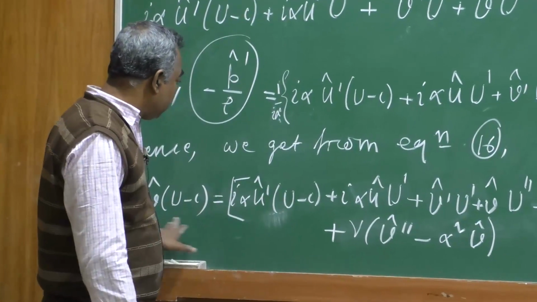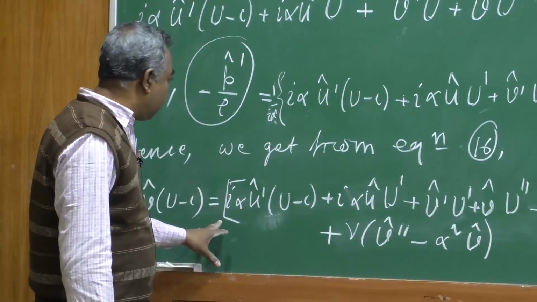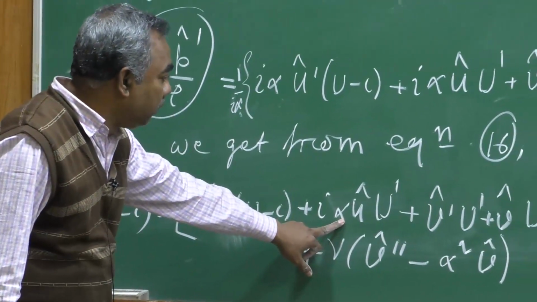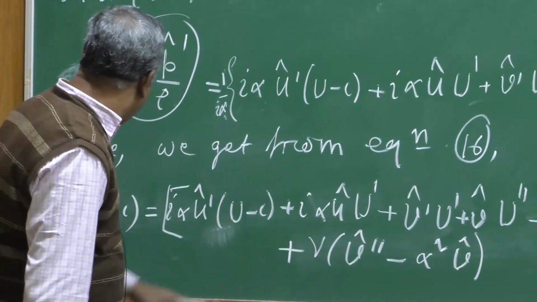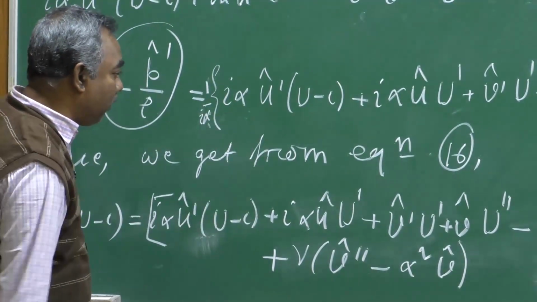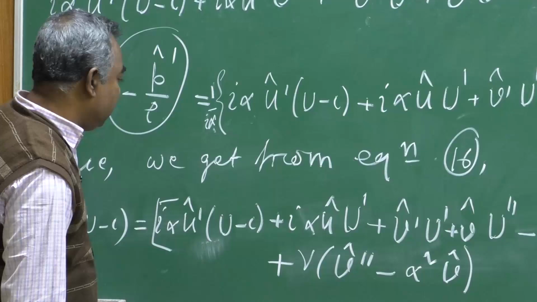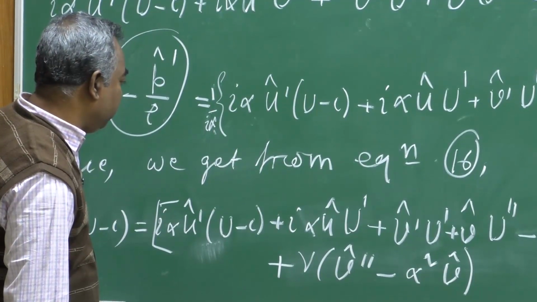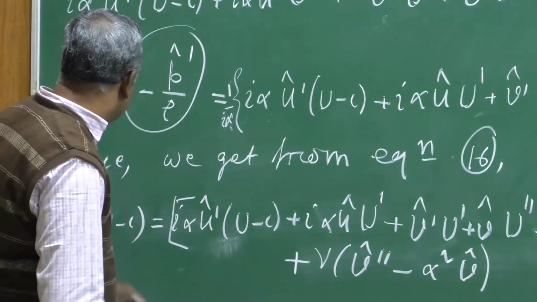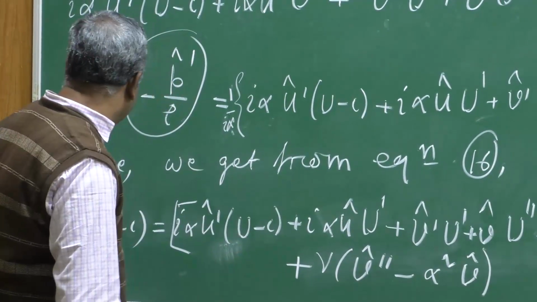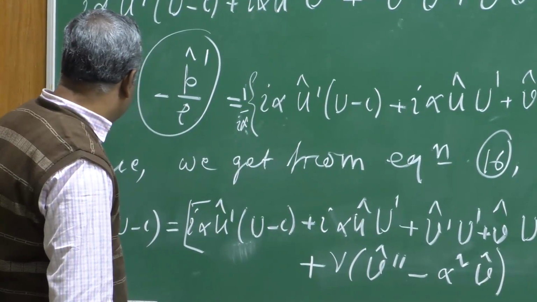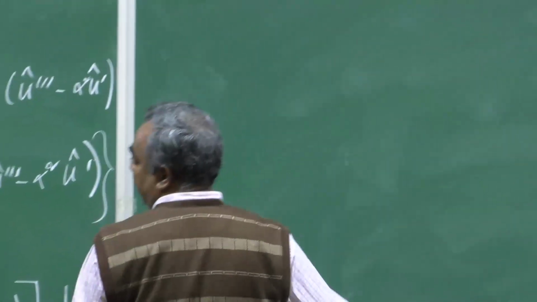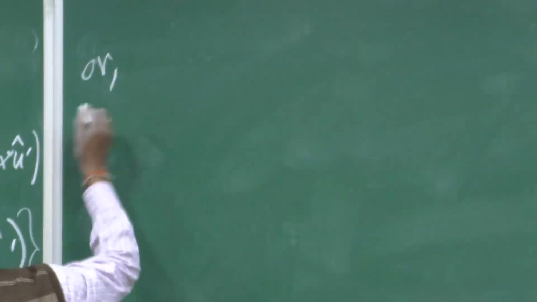So, now if you proceed, it should come. Let us see, this iα will cancel out from these two. Or we can do one thing, we can multiply by that iα in both the sides, and let us see what we get. To remove this iα, we can multiply by iα in both the sides, and let us see.